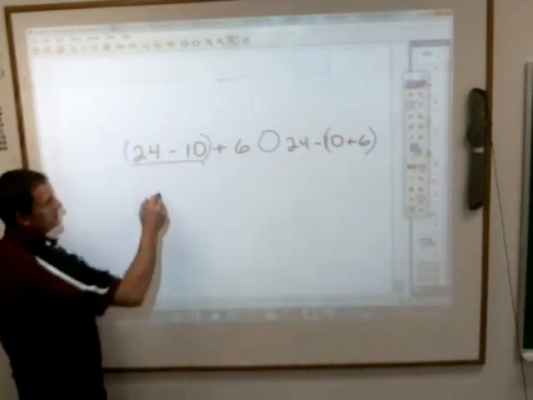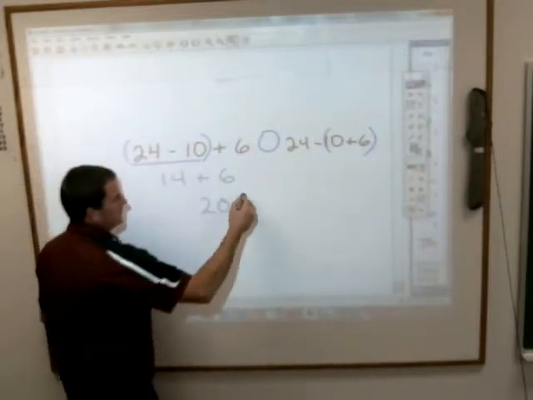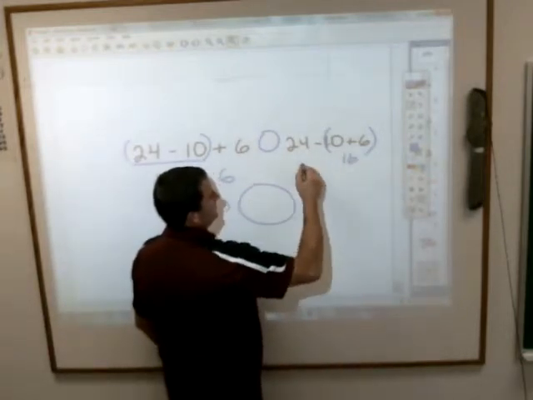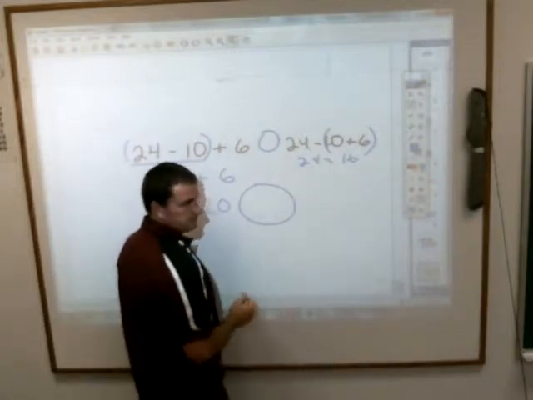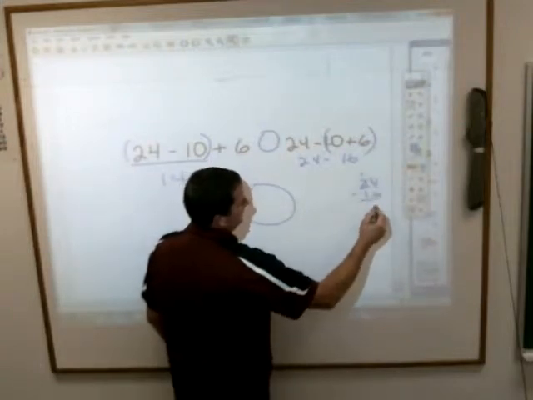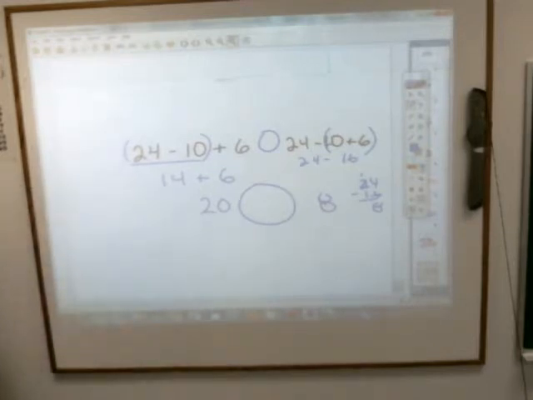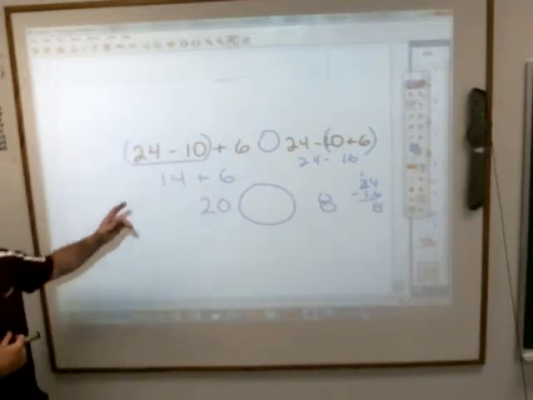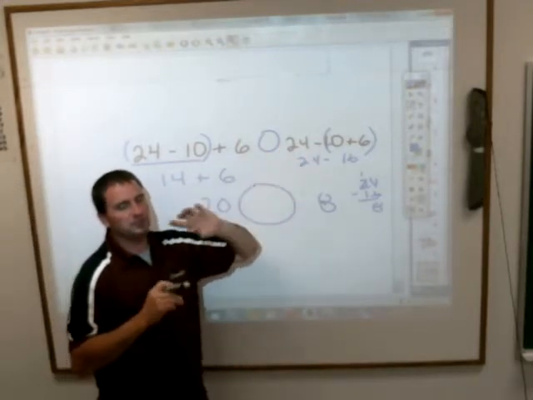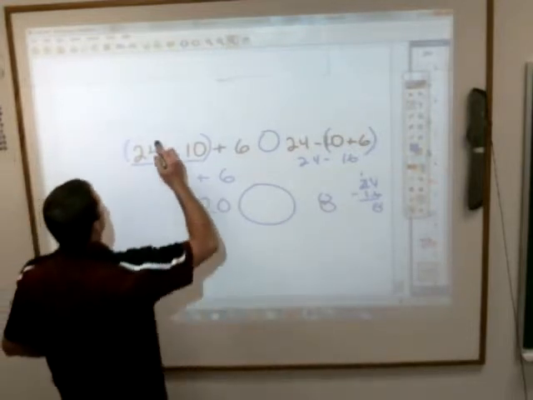24 minus 10 is 14, and 14 plus 6 is 20. On the other side over here, 10 plus 6 is 16. What is 24 minus 16? 8. 24 minus 16 is 8. Does 20 equal 8? No. It doesn't, and that's why the associative property doesn't work when you have subtraction. Okay, the associative property is only with multiplication and it is only with addition. And that's the only time you'll see that it actually works.